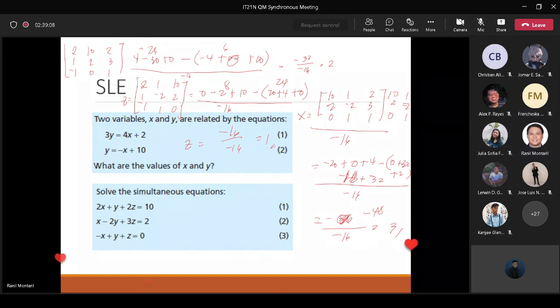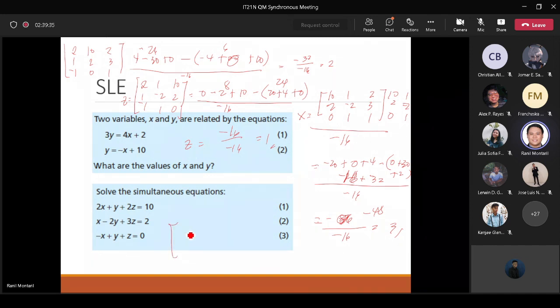It's easy. It's easy. But then there's a need for a tedious math. Ay, saan daw nakuha ang negative 16? Saan pong negative 16 ang tinutukoy nyo? Yung numerator or denominator, Jericho? Denominator po. Yung denominator, doon yung sa main matrix.